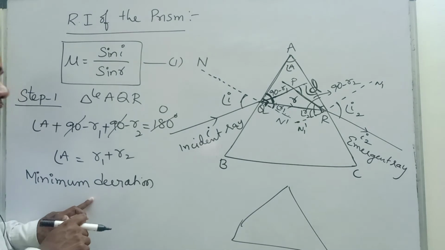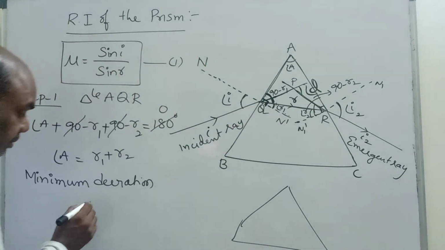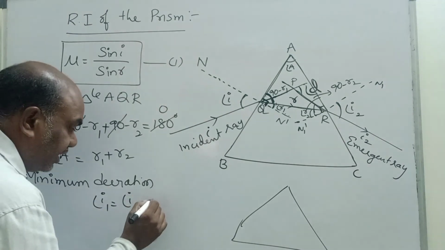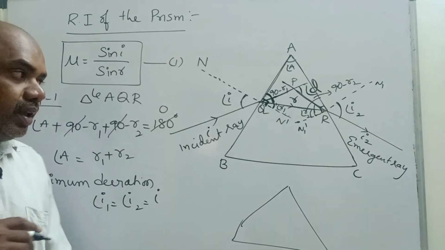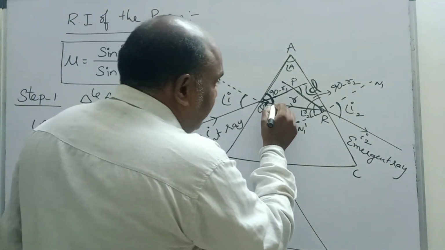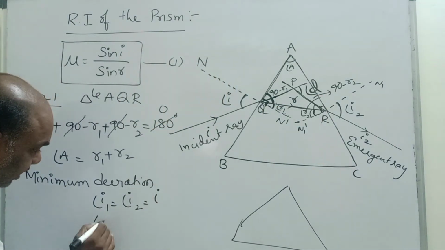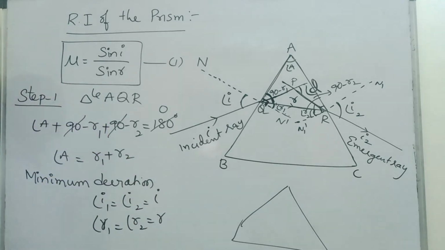The condition is that these two angles must be equal. That means angle I1 must be equal to angle I2. Let it be 30 degrees or 40 degrees or 50 degrees or 15 degrees. Let it be I. Similarly, at minimum deviation, angle R1 is equal to R2. That means R1 equals R2 equals R.